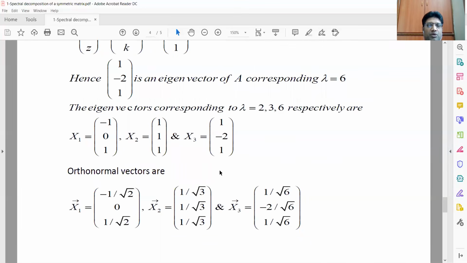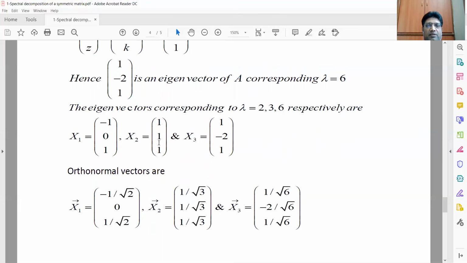If you look at these vectors, clearly they are orthogonal. If you multiply these two, minus 1 into 1, 0 into 1, 1 into 1, the product is 0 here. Similarly, x2 transpose x3 is 0, x1 transpose x3 is 0. So these three vectors are orthogonal.